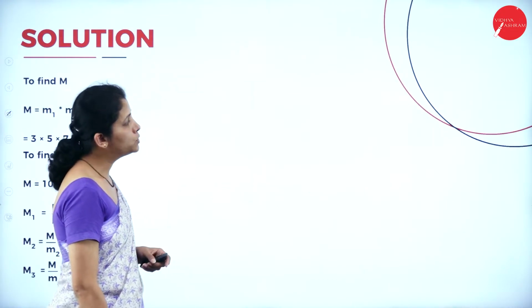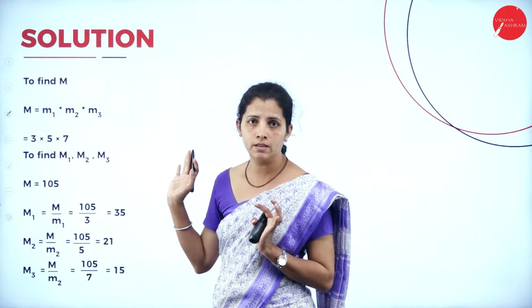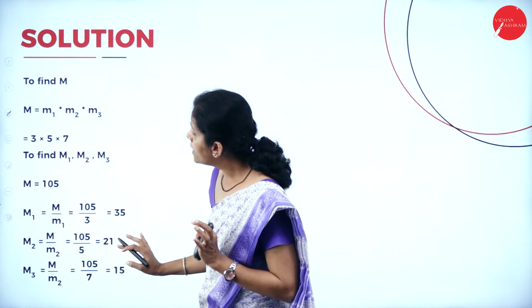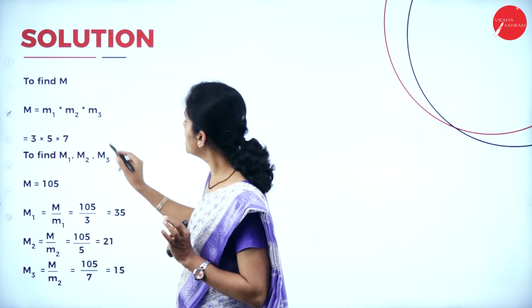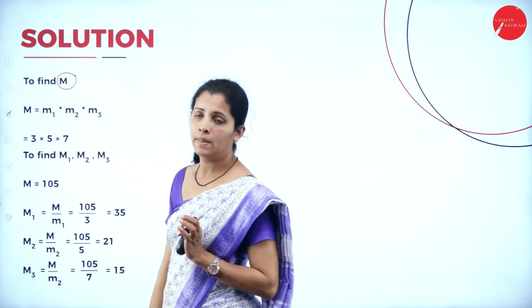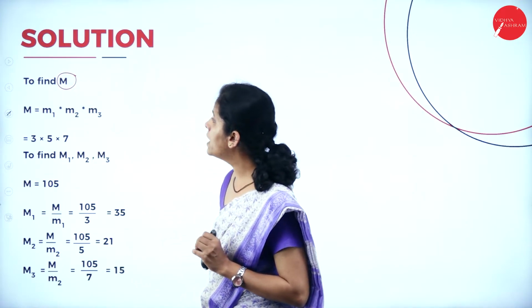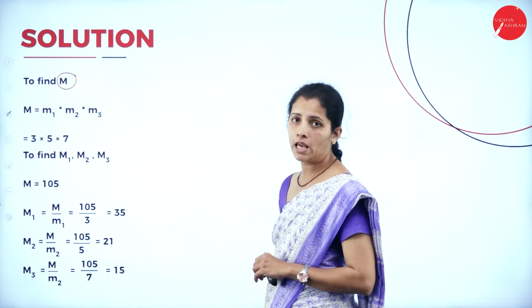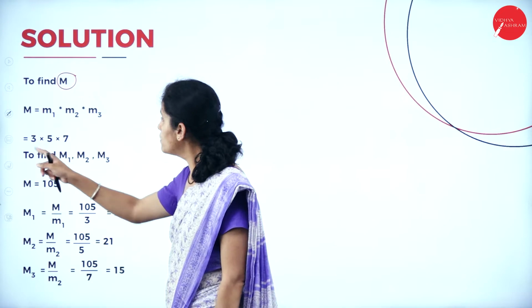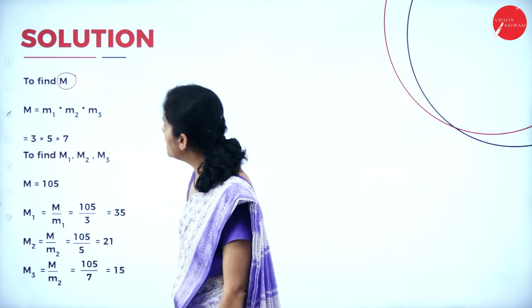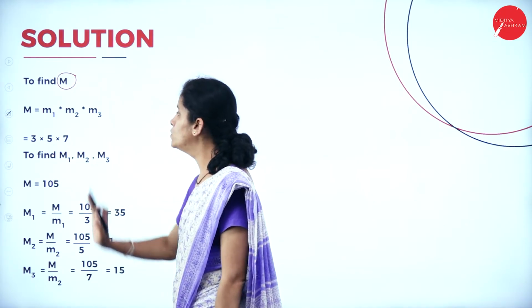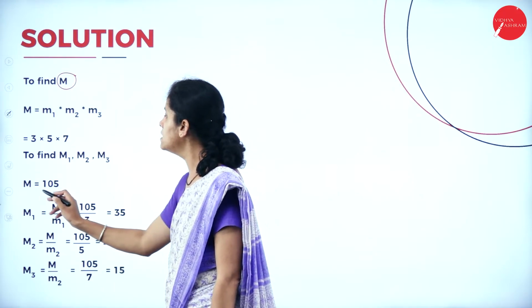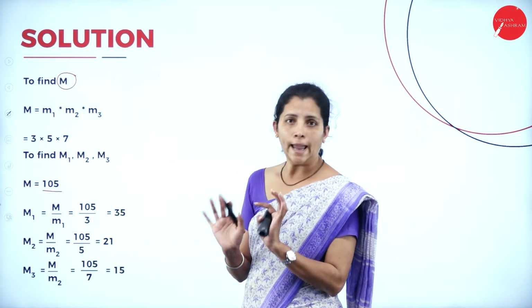Now, let me solve this problem because I have constructed the table. And what are the things I need to find out here? At the beginning, I want to find M. Okay, to find M, what is the formula I'm having? That is M equal to M1, M2 and M3. That is my moduli. So what I'm going to do? I'm going to multiply. So 3 into 5 into 7, it is 105. Now I got the M.